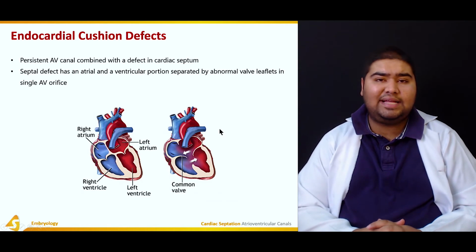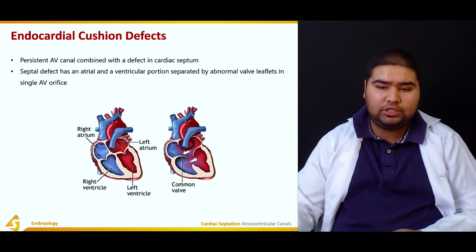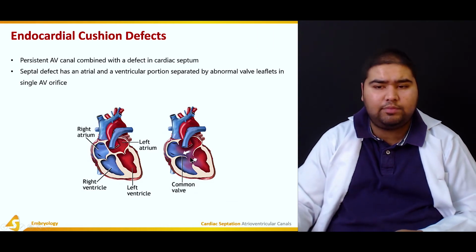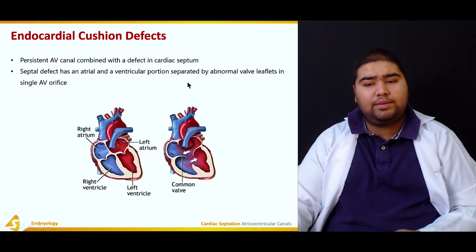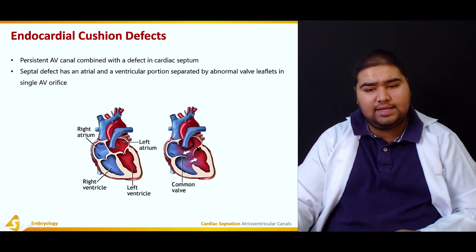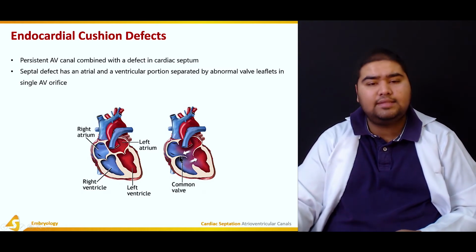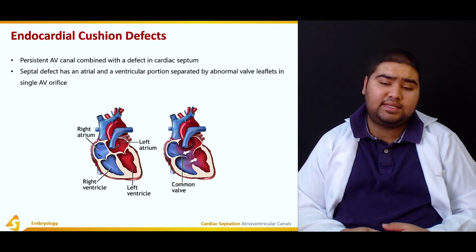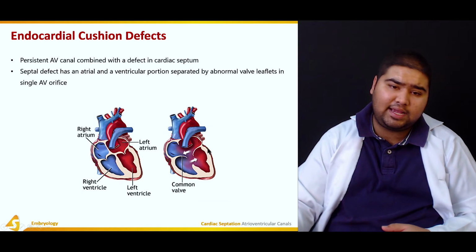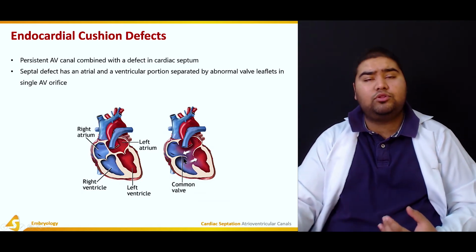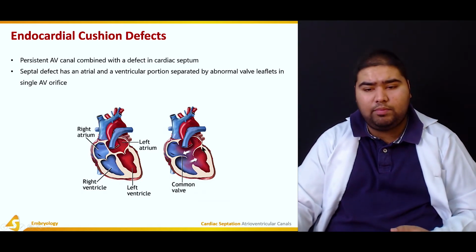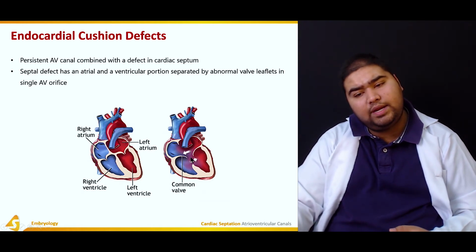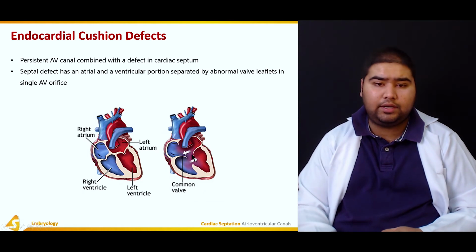So the septal defect has an atrial and a ventricular portion. Here you can see this is the atrial portion of the defect. This is the ventricular portion of the defect, which are separated by abnormal valve leaflets. These are the abnormal valve leaflets in a single AV orifice. Obviously, two orifices have not been formed. This is a single AV orifice, which is due to the persistent AV canal. Abnormal valves line this orifice. The defect has a ventricular component and an atrial component.